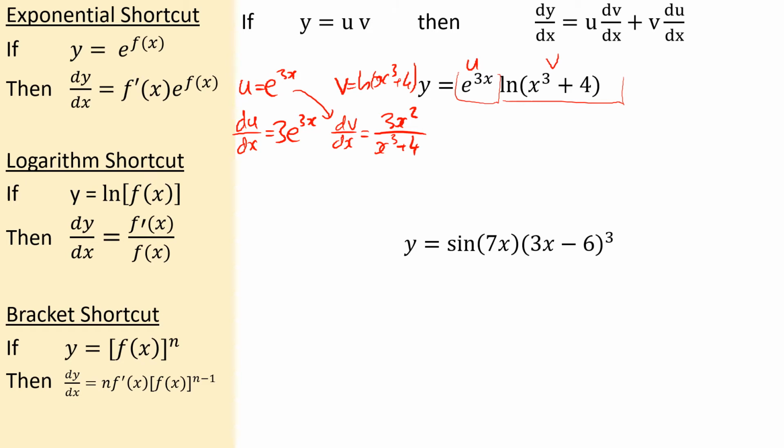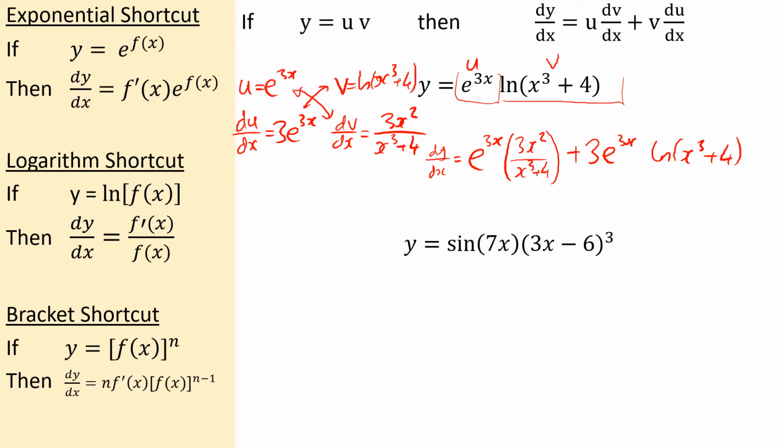Yeah, and that's good. Then we'll match up functions with the differentials of the other. So our u dv dx would be e to the 3x times 3x squared over x cubed plus 4. That is quite unpleasant. And then our v du dx would be 3e to the 3x from the du dx times ln of x cubed plus 4. Probably don't need that bracket actually.